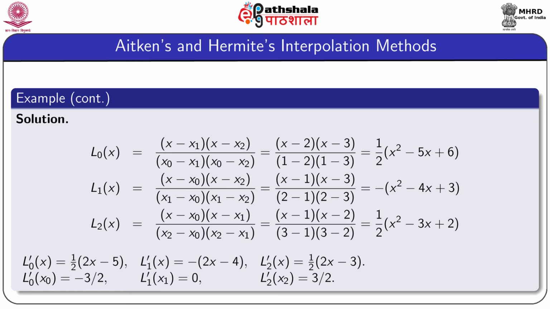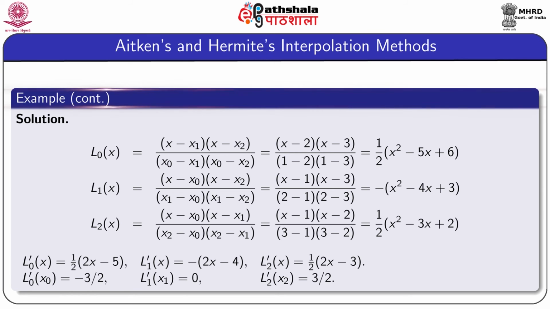Since all small h_i and capital H_i which appear in the Hermite interpolating polynomial depend on the Lagrangian function, for this case we have three Lagrangian functions L_0(x), L_1(x) and L_2(x). Now, L_0(x) equal to (x minus x_1) into (x minus x_2) whole divided by (x_0 minus x_1) into (x_0 minus x_2). By using the values of x_0, x_1 and x_2, we get the value of L_0(x), which is equal to half into (x square minus 5x plus 6).